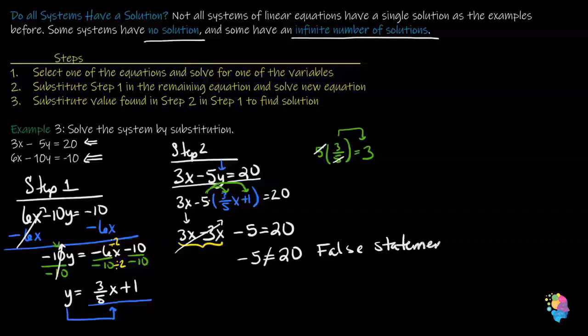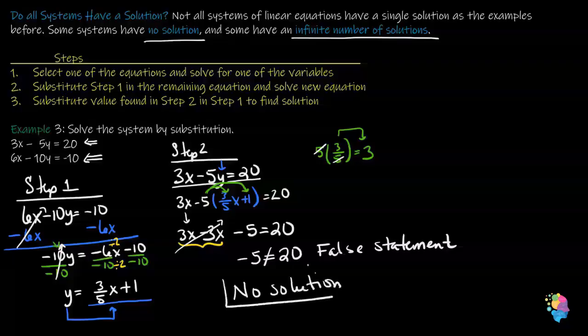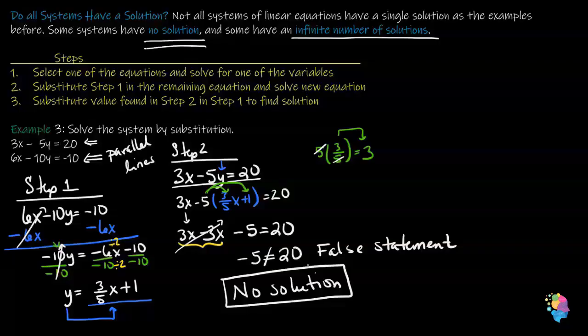You might be asking, why is it false? Well, because the left side does not have the same value as the right side. It's like saying that owing $5 is the same as having $20. And I don't think that's correct, at least not last time I went to the bank. So because all the variables disappear and you end up with a false statement, that means that this system has no solution. That means that this system, if you were to graph them, these are parallel lines. So this is how you know when you have no solutions.